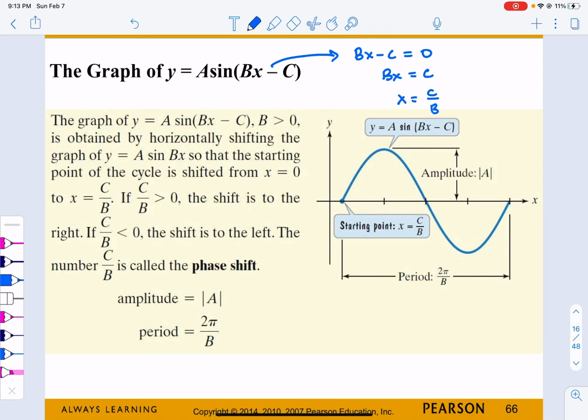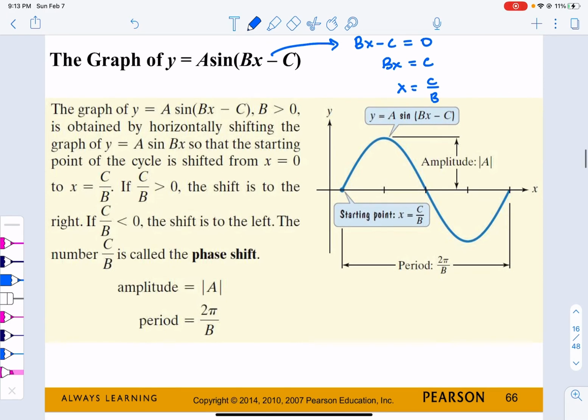Because we have that minus, typically it's going to end up shifting opposite of what you think, to the positive. All right, so it says if c divided by b is greater than 0, the shift is to the right. If c divided by b is less than 0, then the shift is to the left. The number c divided by b is the phase shift. It's where that starting point is shifting to. So we still have our amplitude as the absolute value of a. The period is still found by 2 pi over b. And now we have a new starting point, which is x equals c divided by b.